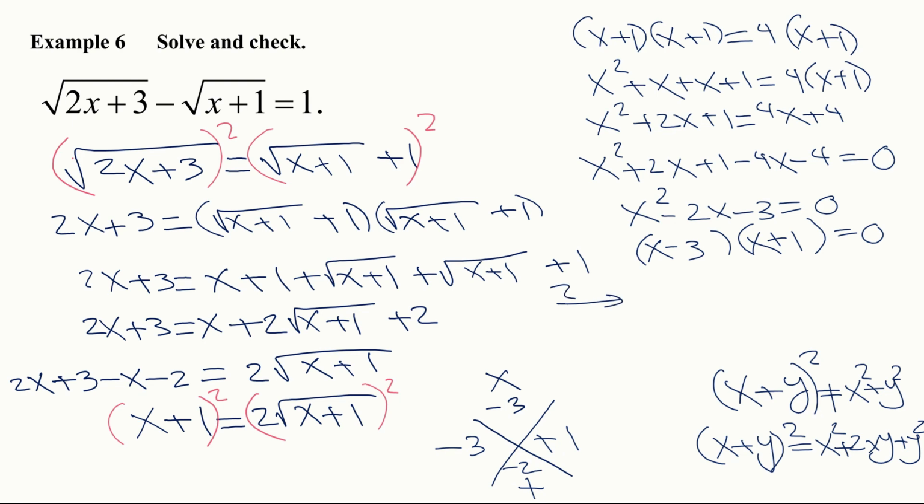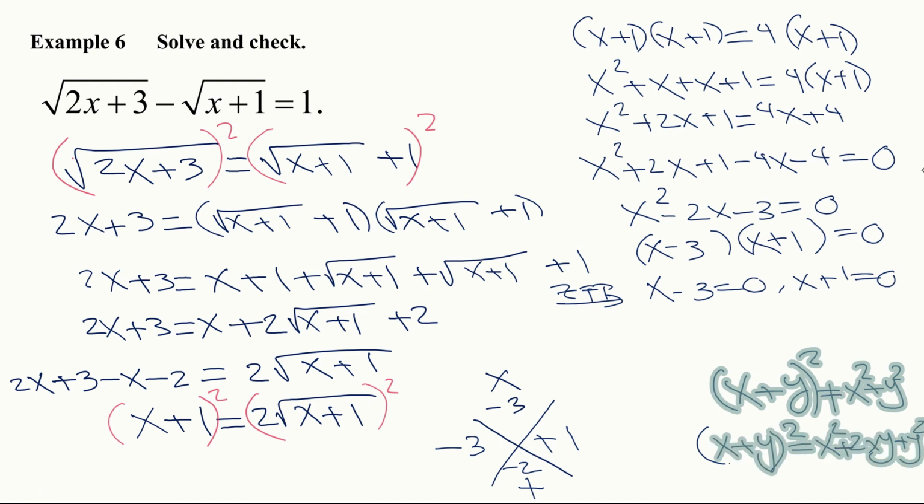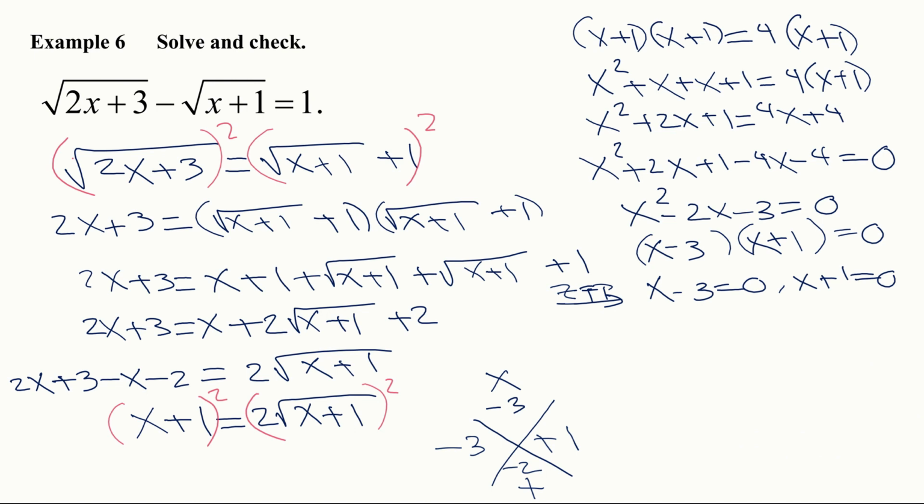Now we apply the zero factor property, which says either x minus 3 has to be 0 or x plus 1 has to be 0 if their product is 0. In other words, you can't multiply two non-zero expressions and get 0, right? If you multiply two expressions and you get 0, one of them has to be 0. One or both, right? It's okay if they're both 0 as well. All right, so we get x equals 3 or x equals negative 1.